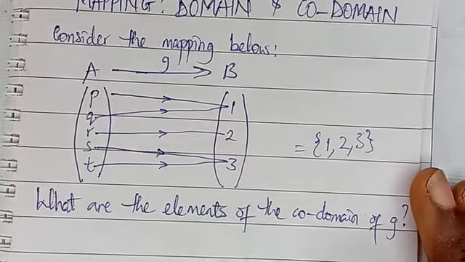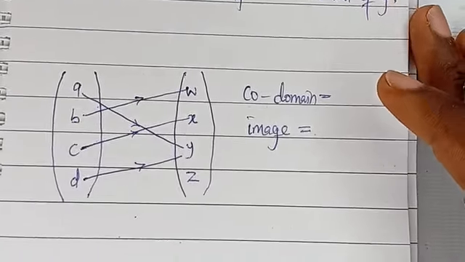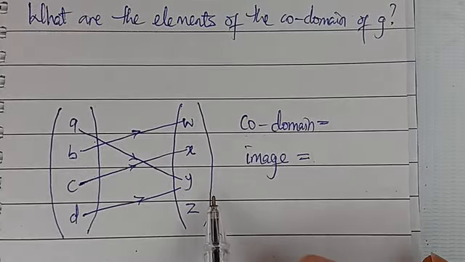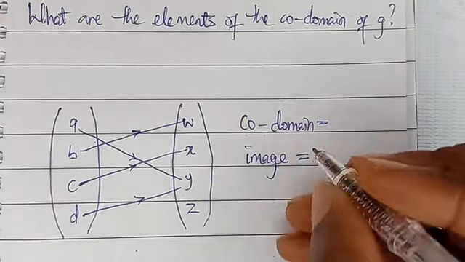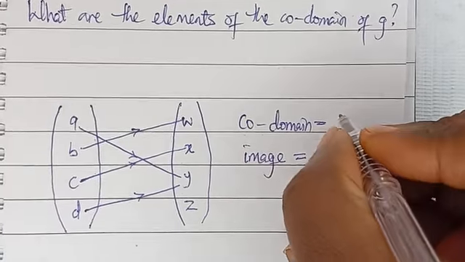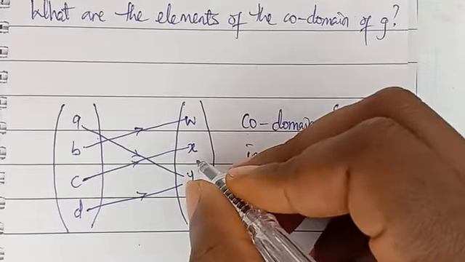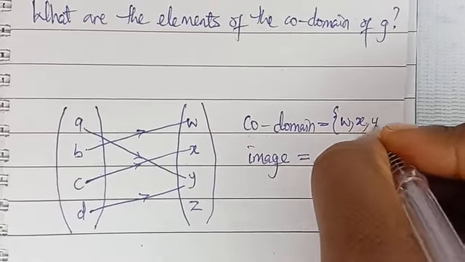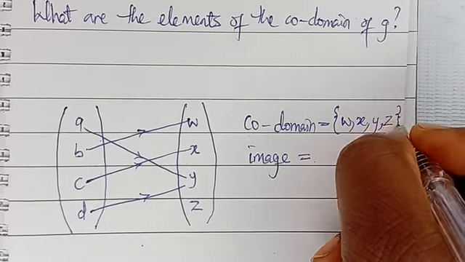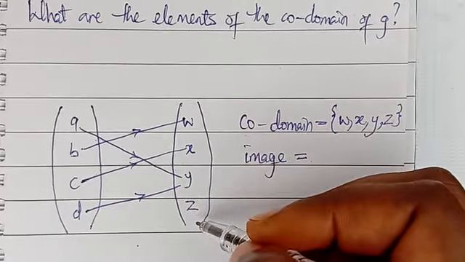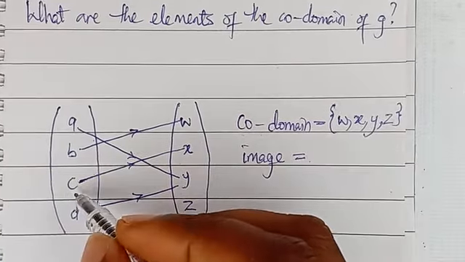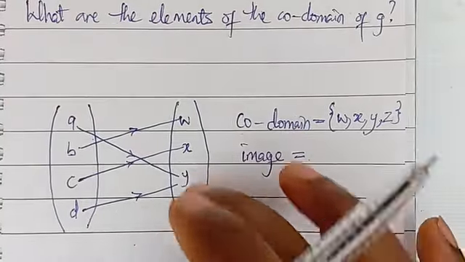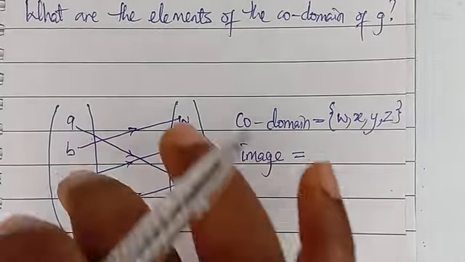Now in the next example, we'll be learning something about codomains. This is the next example and we still have the same question. What are the elements of the codomain? Everything in this set is a codomain. We have W, X, Y, and Z. But not every member of this set has a member of the domain that is mapped to it. Like this Z, there is nothing attached to it. No member here is attached to it.